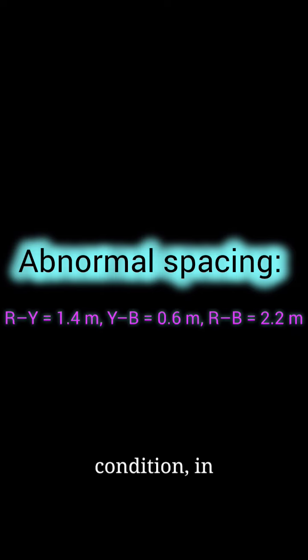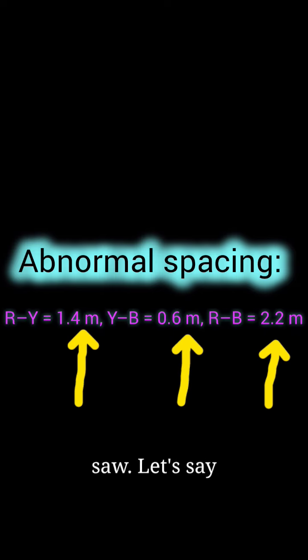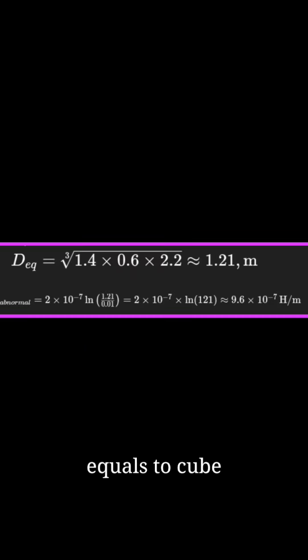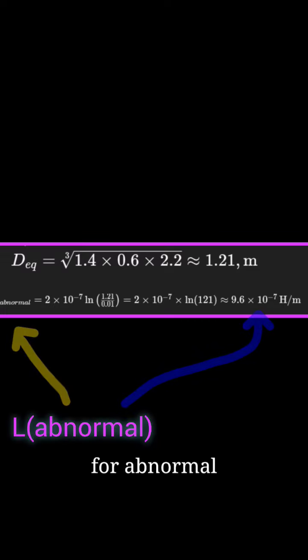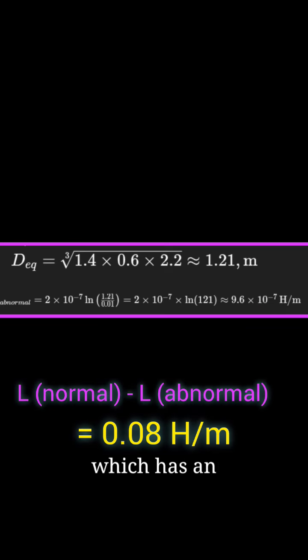Now doing it for the abnormal spacing, that is our condition in the electrical poles, as we saw. Let's say R to Y distance becomes 1.4 meter, Y to B is equal to 0.6 meter and R to B is equal to 2.2 meter. So in this case, D equivalent is equal to cube root of 1.4 into 0.6 into 2.2, which is approximately equal to 1.21 meter. Doing the calculation for abnormal inductance, we will get 9.6 into 10 to the power of minus 7 Henry per meter. So what we saw is that a small spacing difference leads to a small change in inductance, which has an effect on impedance and current flow. Let's see how.